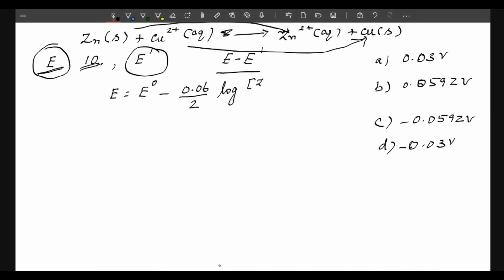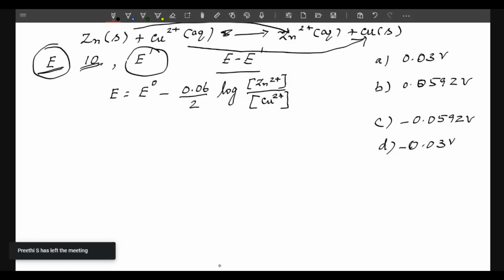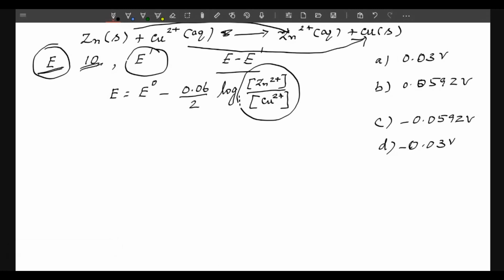Here the species present on the product side are zinc 2 plus and solid copper. The activity of the solid is taken to be 1, therefore its concentration is also 1. This is divided by the concentration of the reactant side. The reactant side has copper 2 plus ion and solid zinc, whose activity is 1, so we take that into consideration. This is the reaction quotient Q, okay? Under this condition, E is equal to this one.